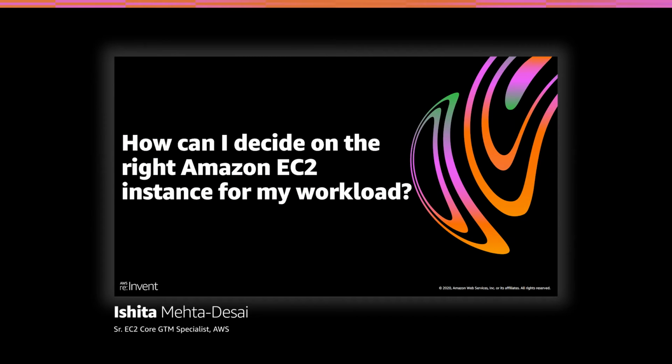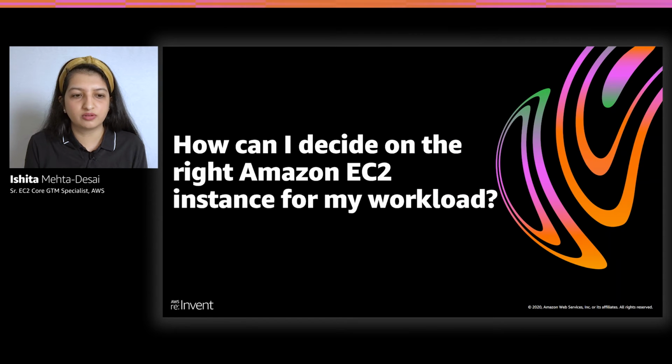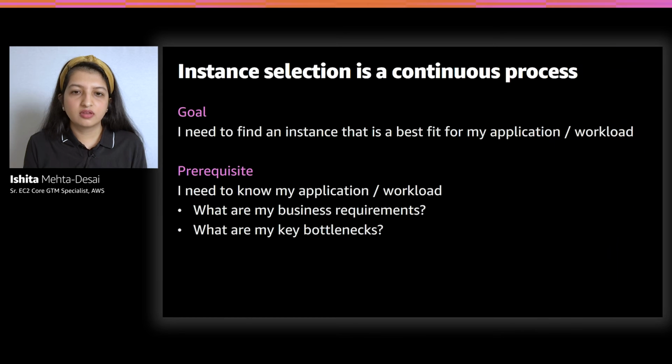After receiving a detailed breakdown of our different EC2 instances based on workload types, customers almost always ask, how can I decide on the right Amazon EC2 instance for my workload? As the title reads, Amazon EC2 instance selection is a continuous process based on evolving customer needs and business needs, and therefore an important prerequisite to the instance selection process is you need to know your application or workload, for which you need to answer the following key questions.